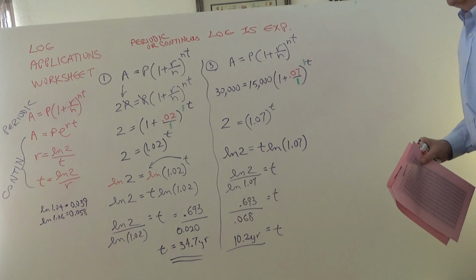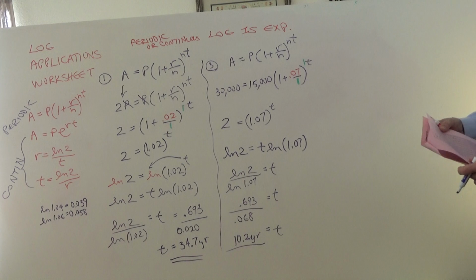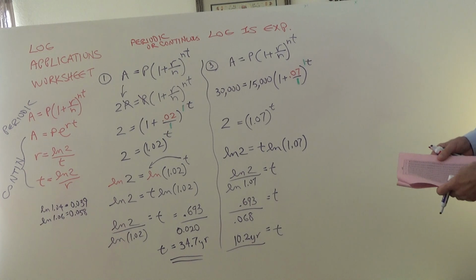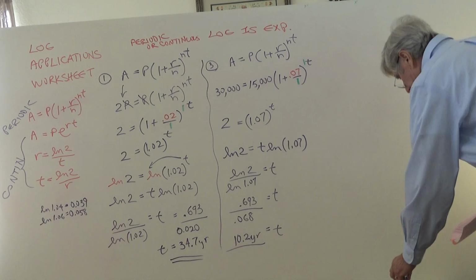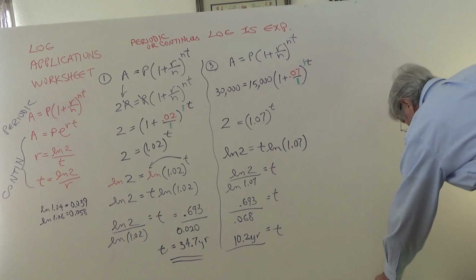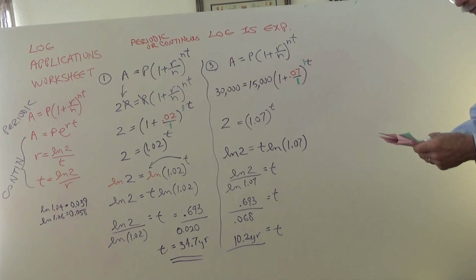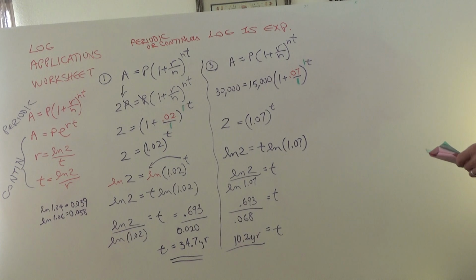Basically 0.02. If you divide that, you should get 34.7 years there. So if you're looking at annual compounding here at 2%, it'll take you 34.7 years to double your money. Now part B says 4%.